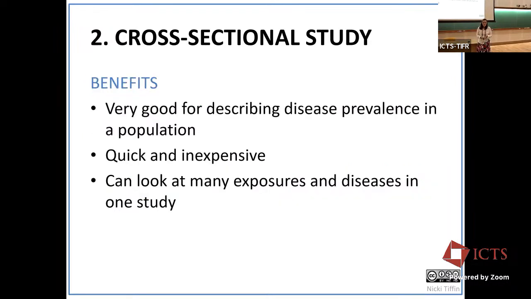It's very good for describing disease prevalence in a population, and it's quite a quick and inexpensive approach because it's a one-off: you see everyone once, you take all the measures you need to take, and you can also look at many exposures and diseases in one study. So you can measure multiple disease outcomes, multiple risk factors or exposures, and you can do multiple association studies from the same data set. So it's quite a practical way to get a lot of data at one point in time.